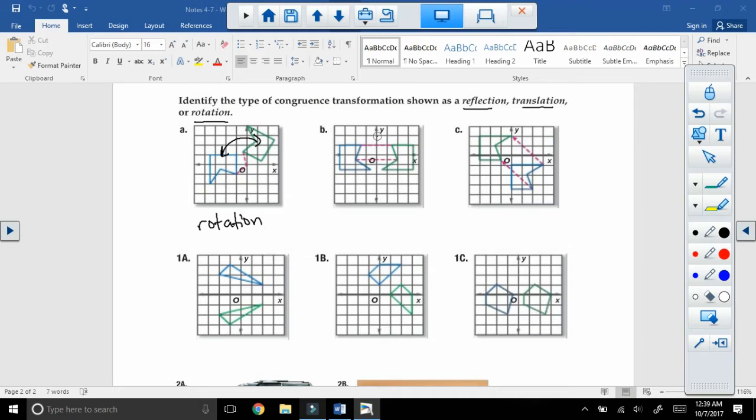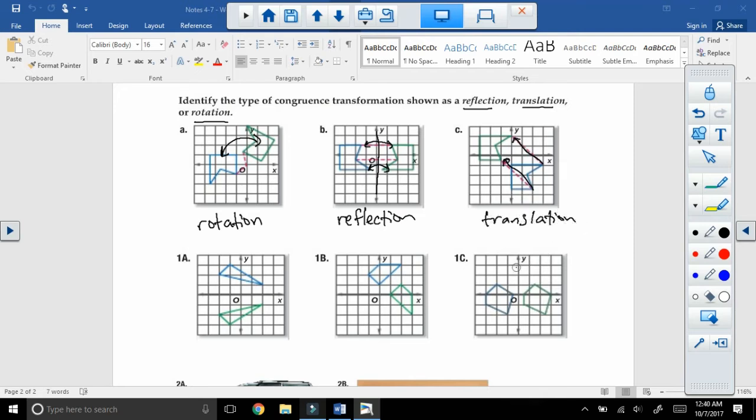This next one, you can see here that there's this line and these points are flipping over the line or maybe going this way. It doesn't really say again. This is a reflection. And lastly, the arrows kind of help, but you can see that it's just gliding up, it's sliding up. That's a translation.